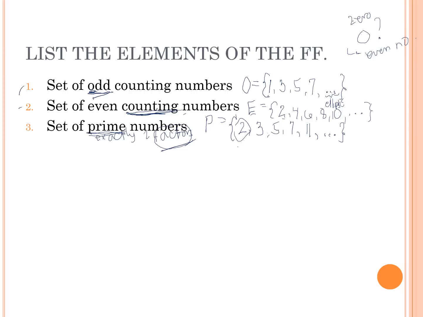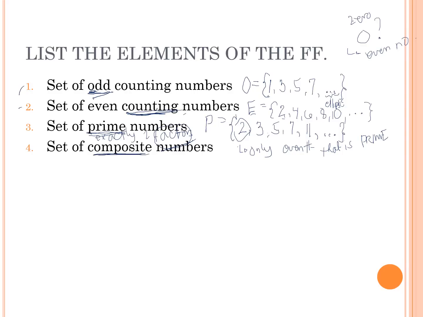So take note, 2 is the only even number that is prime. Okay, only even number that is prime. Apart from 2, there are no other prime numbers that are even. Okay, number 4, set of composite numbers.